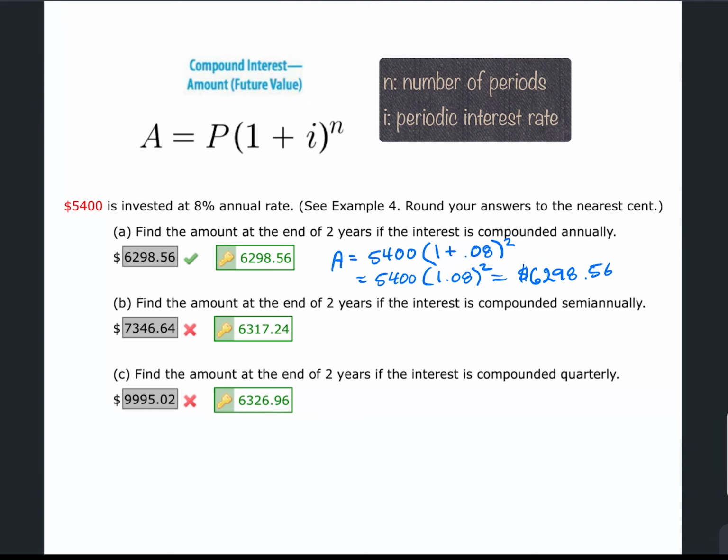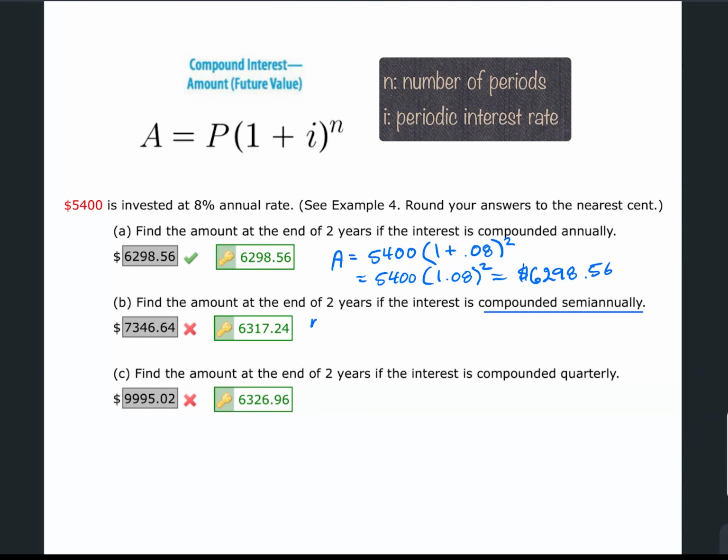Now for part B, we have a couple of things that are going to change. The first thing that's going to be different than part A is the number of periods, since we are dealing with a problem that is now saying we are compounding semi-annually, which means twice a year. So if we're compounding twice a year for 2 years, the total number of periods would be 4. So N is going to be 4 in this case. And I, the periodic interest rate, is no longer simply going to be 8%. If that occurs twice a year, we're going to divide that 8% by 2 to get I equals 4%, or 0.04 as a decimal for this problem.